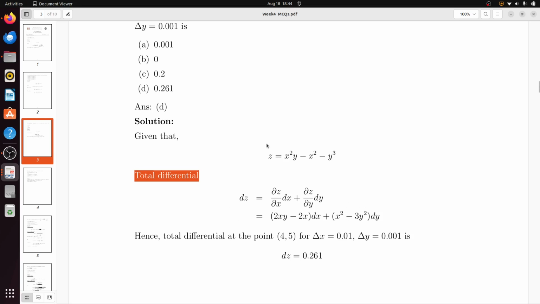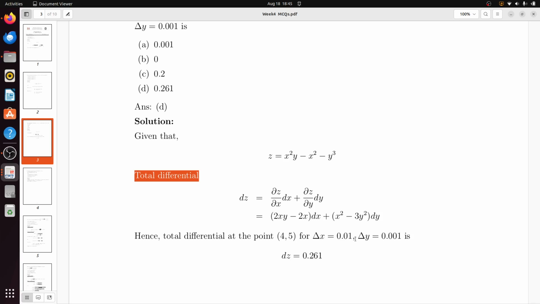For z equal to x square y minus x square minus y cube, del z del x is 2xy minus 2x, into dx. And here del z del y is x square minus 3y square, into dy. So hence the total differential at the point 4, 5, with delta x equal to 0.01 and delta y equal to 0.001.